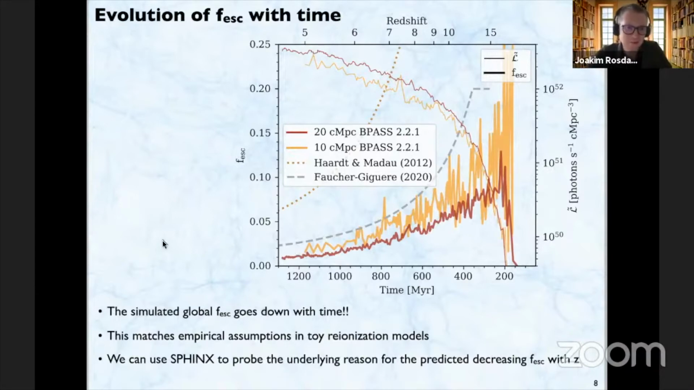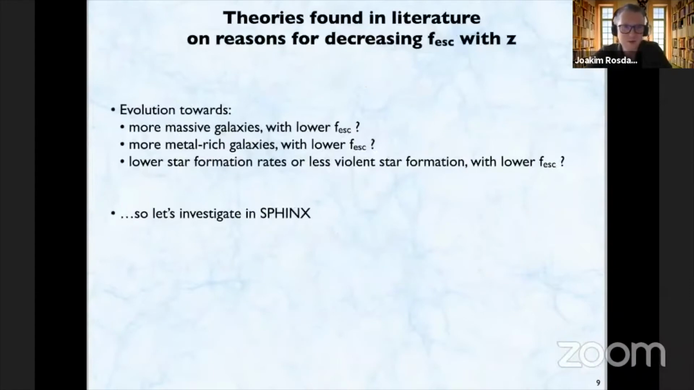So that's very exciting. It's a kind of verification, and now we can hopefully use the simulations to try to understand what is driving this evolution and the decreasing escape fractions with time. So going to the literature, there have been a few theories over the years of why such a thing could happen. First, there is an evolution towards more massive galaxies with time, and if we assume that more massive galaxies have lower escape fractions, as Anne was mentioning before, this would lead to a global decrease in the escape fraction. In just the same way, there is an evolution towards more metal-rich galaxies, and if they have lower escape fractions, this will also lead to the same thing.